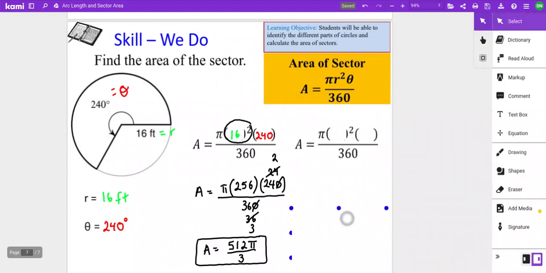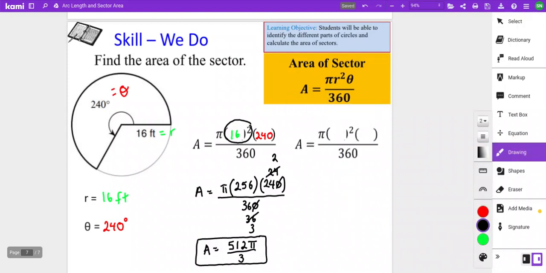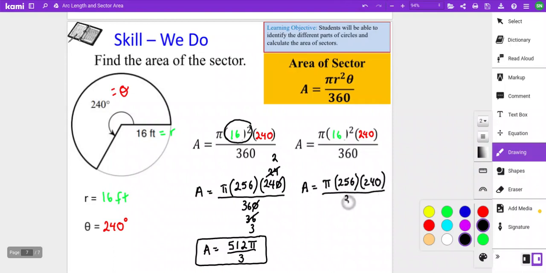The second method is we use the exact same formula. We plug in the numbers similarly to how we did it in the method on the left. We still have to square that 16. Same reasoning, PEMDAS. Bring everything else down as is. Now the difference is we are not going to simplify at the beginning. We are going to multiply the numbers and then simplify at the end.